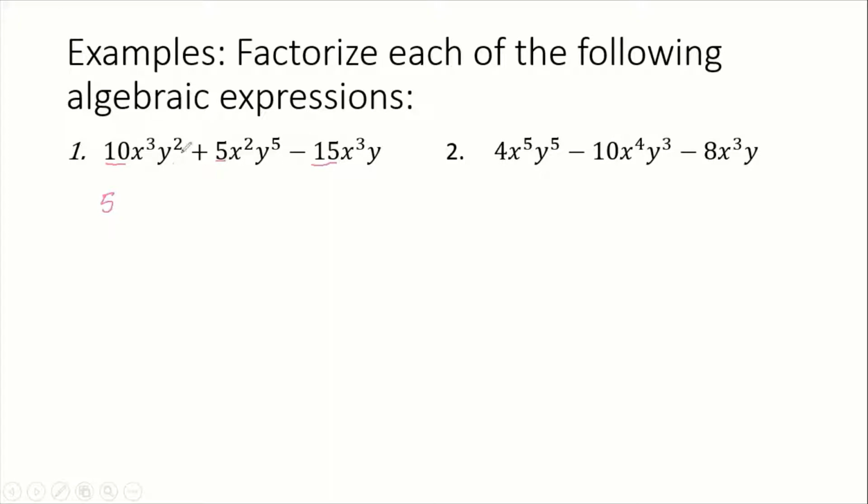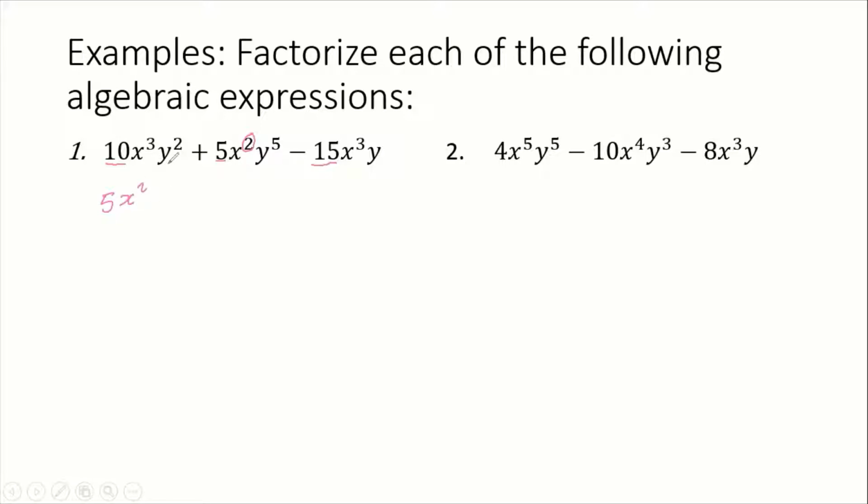So the next thing that we need to do is to focus on the powers. So the x term with the lowest power is the one that we want. So note that this is x to the third. This is x squared. So this one has the lowest power because this one is x to the third as well. So we're going to write x squared here.